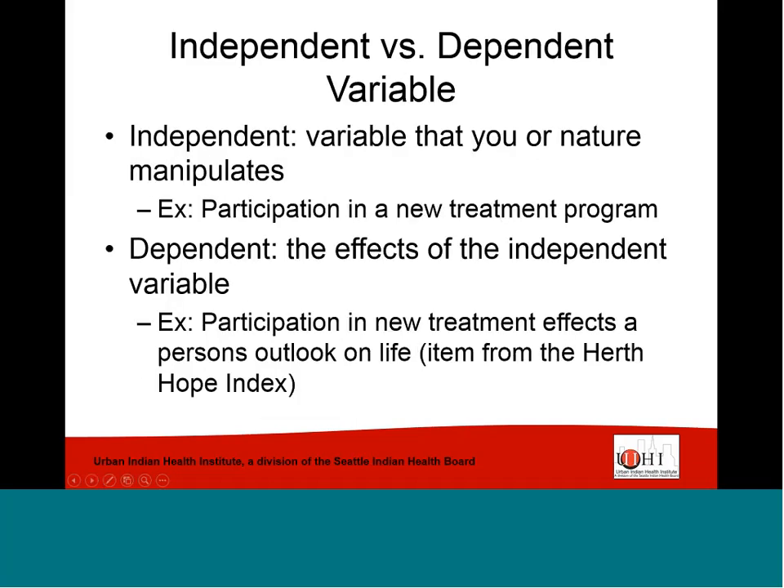So in addition to understanding the different types of variables, it's also important, particularly in inferential statistics, and we'll talk about that in a minute, for you to understand if the variable is considered an independent variable or a dependent variable. An independent variable is a variable that you or nature manipulates. So, for example, participating in a new treatment program. So there are ways in which an independent variable can be set, but nature controls it. So let me give you an example of what that might look like. An example of an independent variable that is controlled by nature could be something like depression. You, as the investigator, can't control if someone's depressed or not.